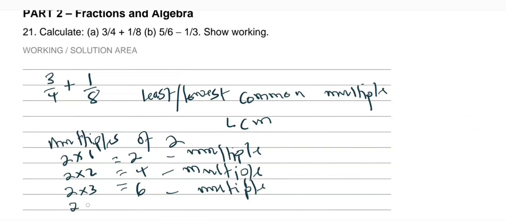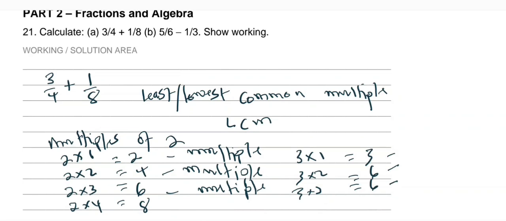So then you can still go on, 2 times 4, 8. That is also a multiple of 2. Have you seen it? Do you understand? That's what we mean by multiple. So if I say, give me a multiple of 3, it will be 3 times 1, 3, 3 times 2, 6. These are all multiples of 3.